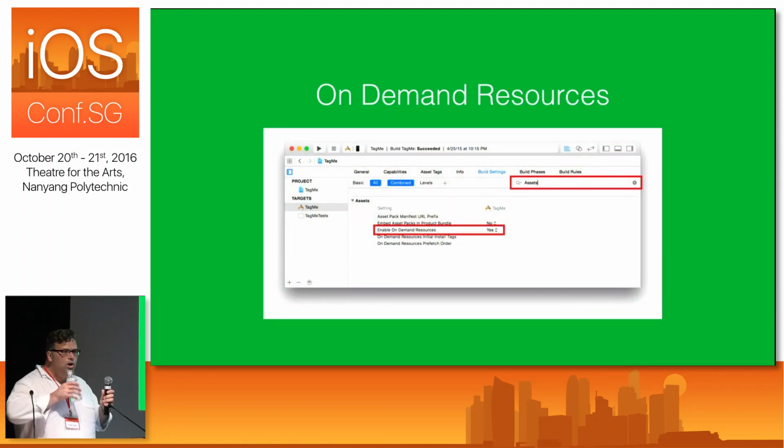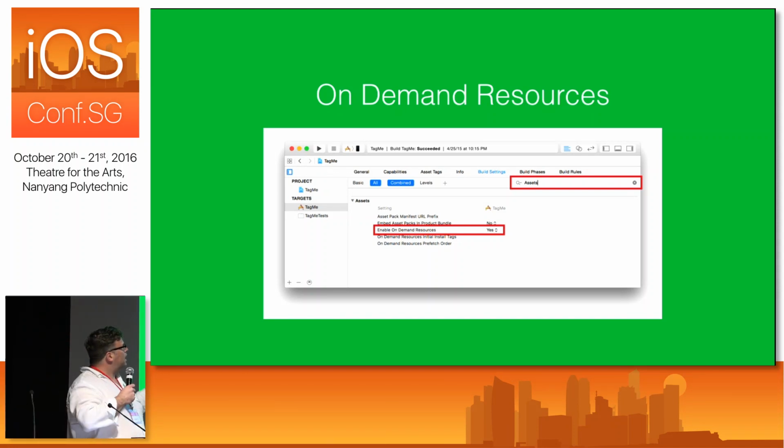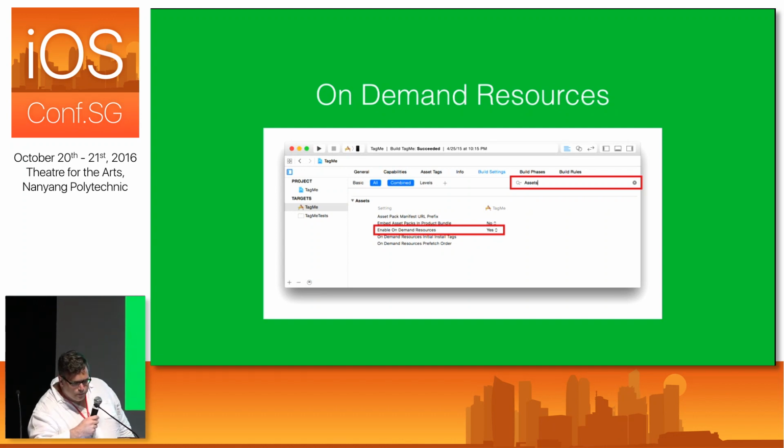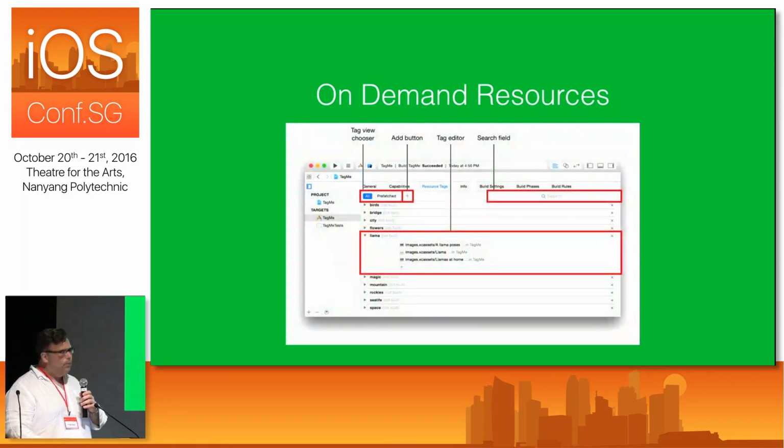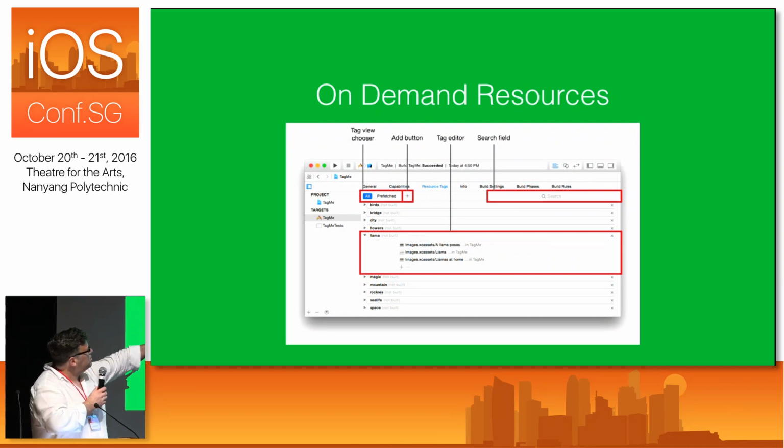How do you turn them on? So if you go into the Project Explorer, select your target, and go into the build settings and search for assets, you're going to see this enable on-demand resources. That's it. That's all you have to do. That's now turned on. Well, almost. The next thing you have to do is actually go in and use this tab that I'm sure hardly anyone has used, which is the resource tags tab right there.